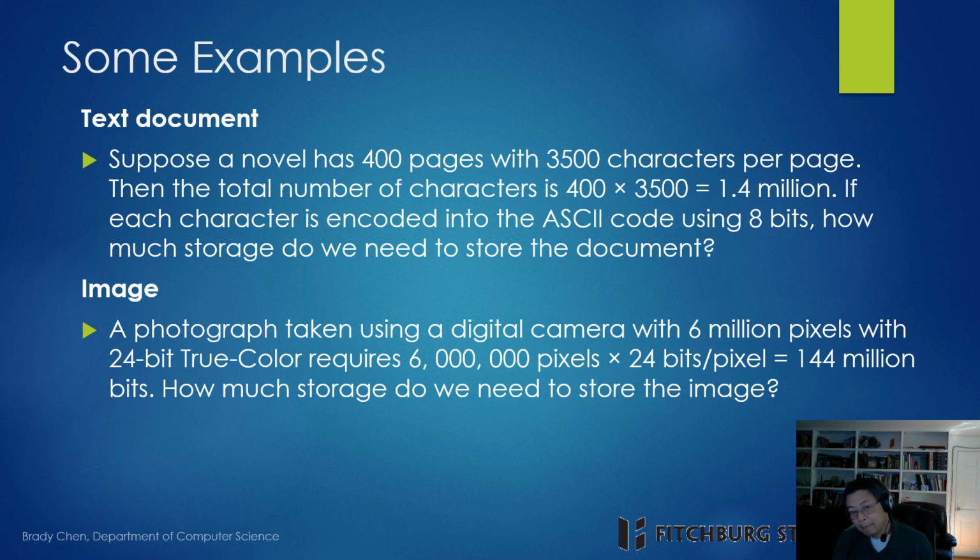So we have discussed various data types: text documents, numeric values, voice, and images. Now let's take a look at some examples. The first example is about a text document. Let's do some math. Suppose a novel has 400 pages, and each page contains 3,500 characters.